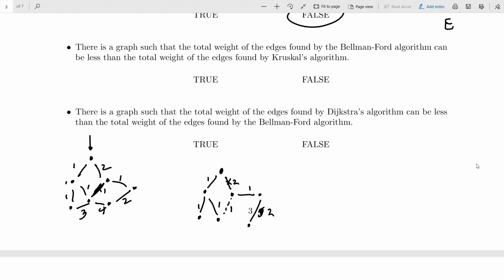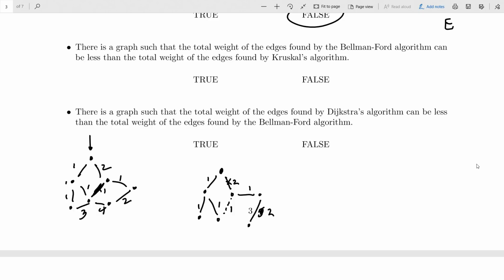Okay. Back to the top. Okay, so this is the kind of graph that might be found by Kruskal's algorithm. It's less than the total weight of all the graph found by Bellman-Ford, but it can't be the other way around. Could Bellman-Ford find a graph whose total edge weight was less than that found by Kruskal? No, because Kruskal finds the minimum spanning tree.